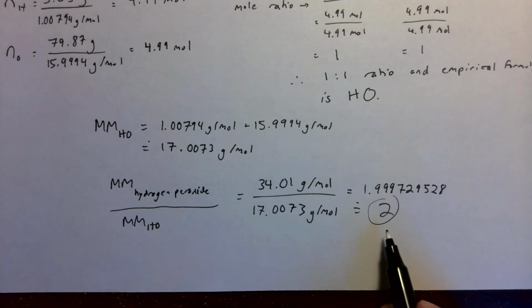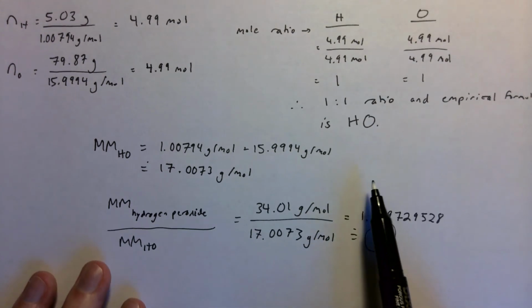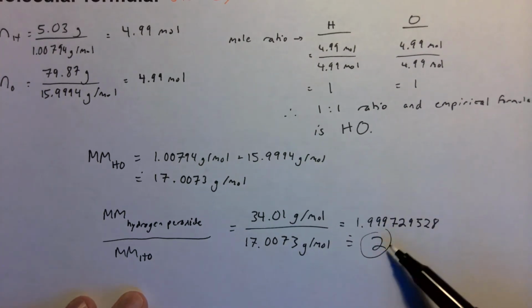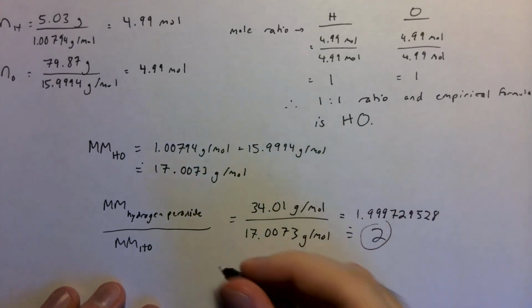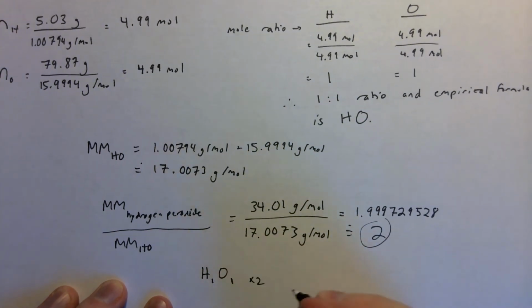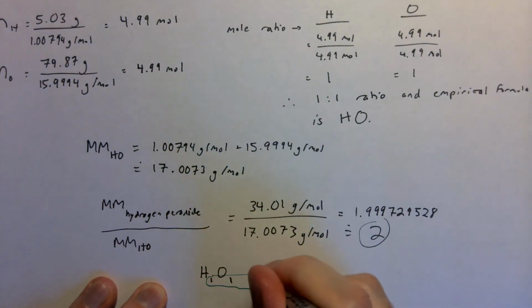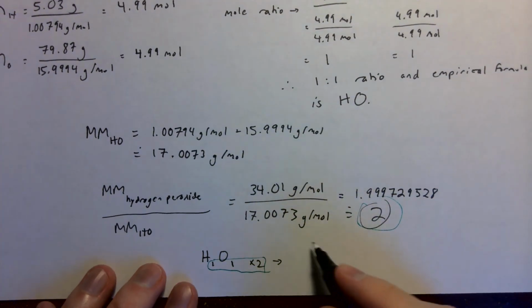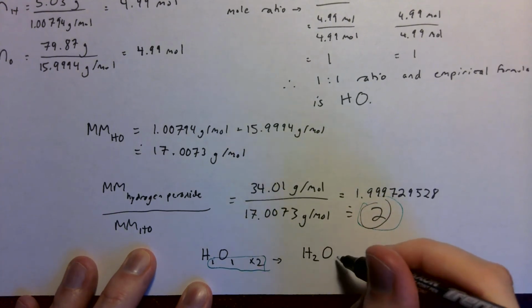So what this 2 means is that this is the multiplier which we apply to each subscript in the empirical formula. Once we find this number, each subscript in the empirical formula is multiplied by this. So if we have what is basically H1O1, we multiply the subscripts by 2, because we've determined a 2. That will give us a molecular formula of H2O2.